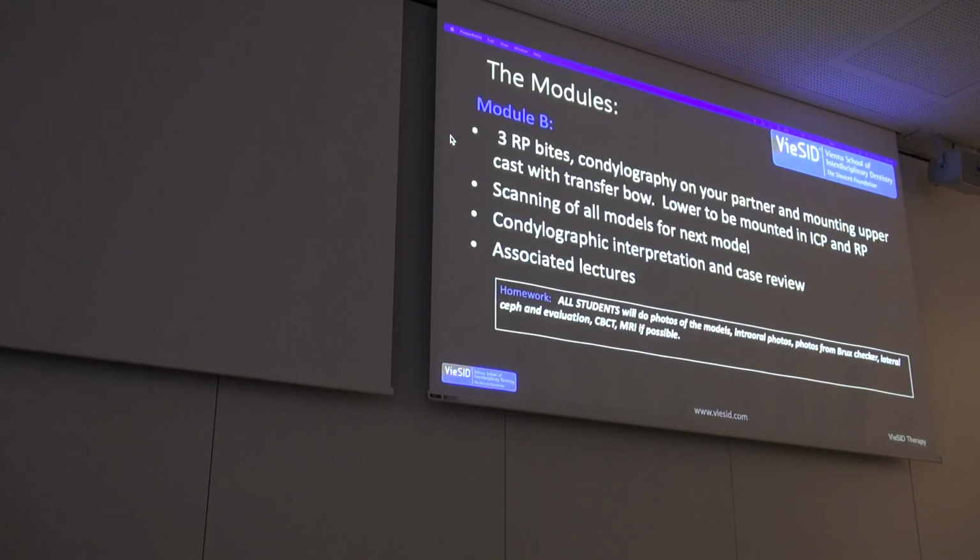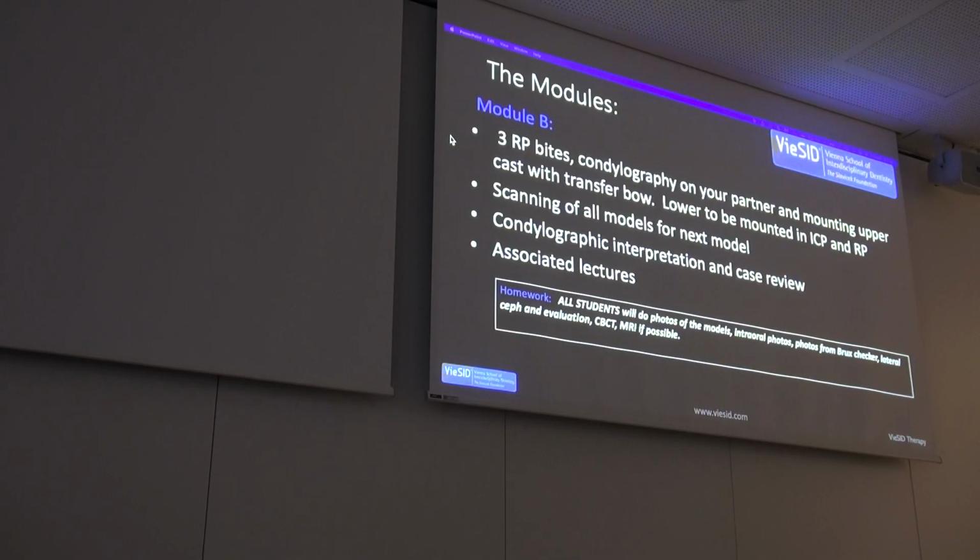So in Module B, this will be our most intense module, no doubt, clinically. We're going to be in the clinic for much of it. Initially, everybody's going to do a condylography on their partner. Fortunately, we have 12 people. When we do the condylography, we're going to do bites. We're going to control the bites through each group. So we have 3 rooms with 4 people in each.